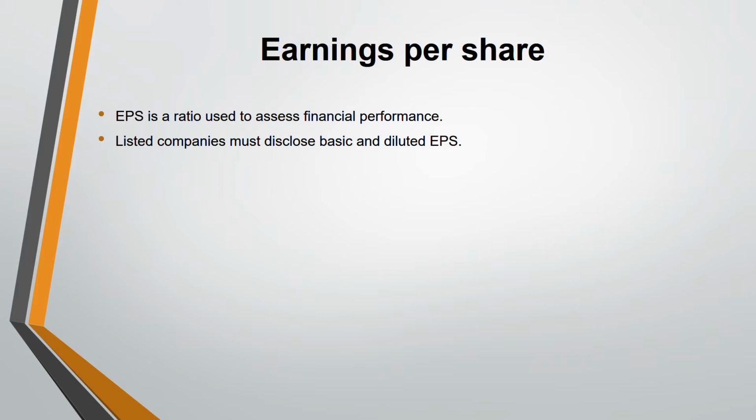And IS 33 is applicable only for listed companies. If you are an unlisted company or a small medium size enterprise, EPS is not for you. You don't have to comply with EPS; IS 33 is omitted. Every listed company has to disclose two types of EPS: one is basic, one is diluted EPS, and the formula is there. I'll be presenting you with the formula shortly.